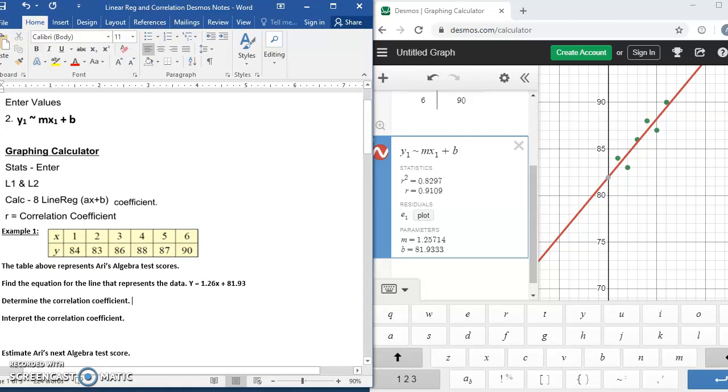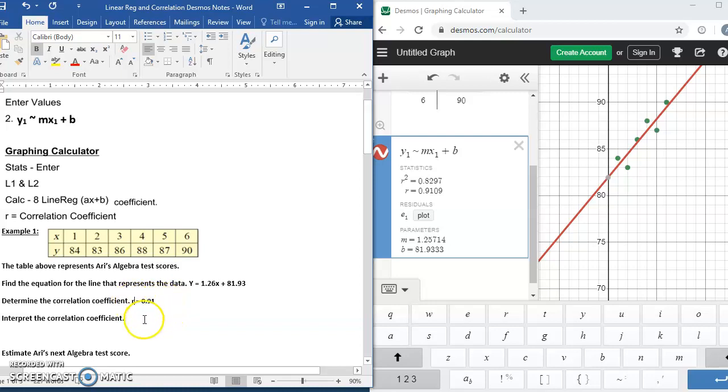The next piece asks us to determine the correlation coefficient. The correlation coefficient here is R. So we're going to look at what that R is here. R is approximately 91 hundredths. Again, I'm using the nearest hundredth. So as I fill in my note sheet here, as you do, we have R equals approximately 0.91.